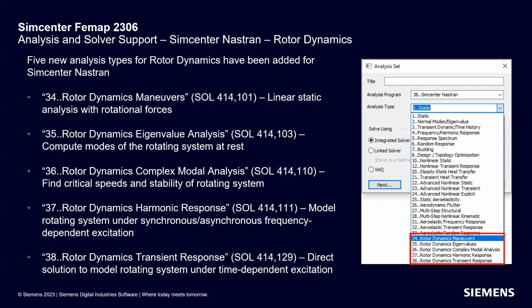So that's 414-129. And as you can see, we actually added 5 different analysis types just because each one was kind of different. And having them all in one analysis type just called rotordynamics was not going to cut it.